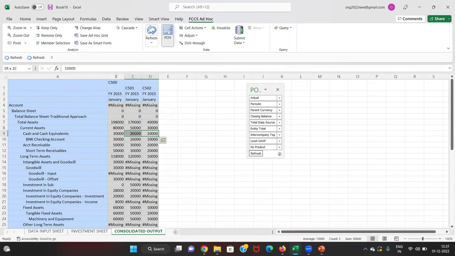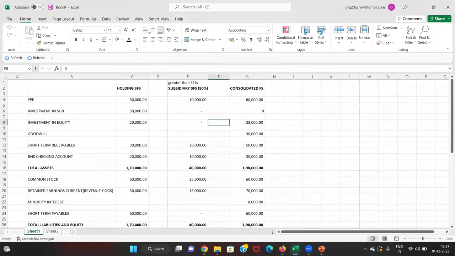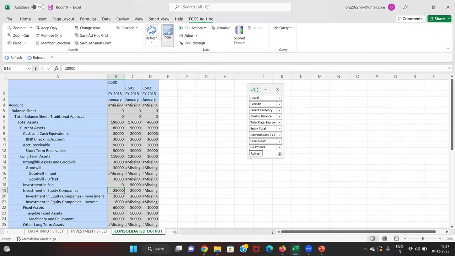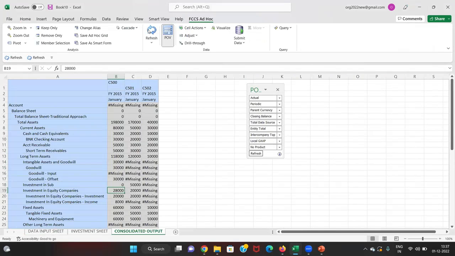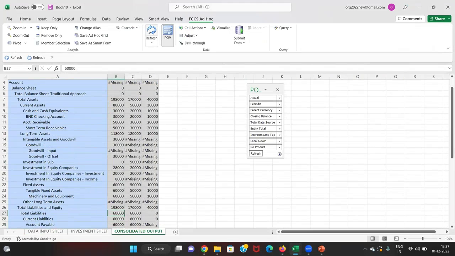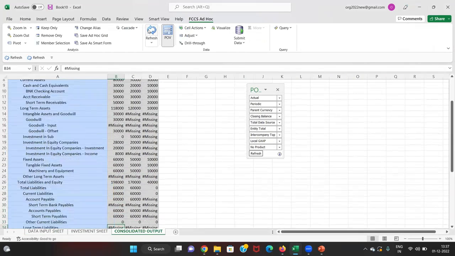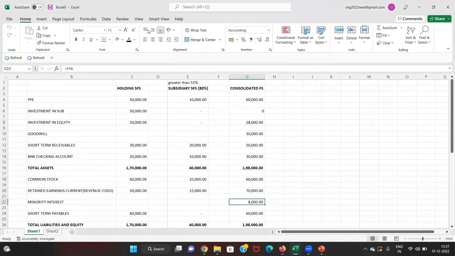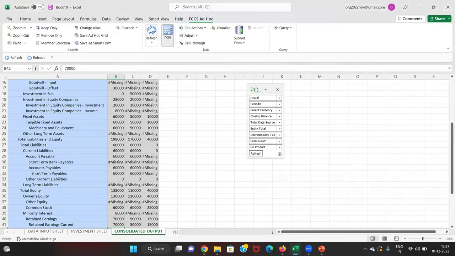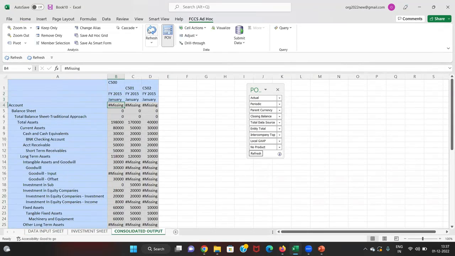Rest as well, 30,000 it is getting added on from here. 50,000 it is getting added on from here. Goodwill is 30,000 as we have seen in our example file. So it is also getting validated. Investment in equity companies is 28,000, which we have seen in our Excel file. Fixed assets are getting total 50 and 10. And another important figure is the minority interest, which is 8,000, and it is the same as we have calculated in our Excel file. The retained earnings figure is also 70,000, and there is no difference in our balance sheet.